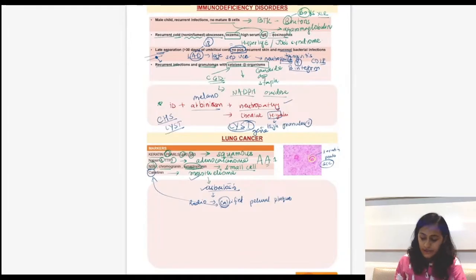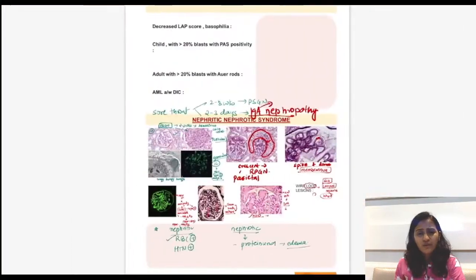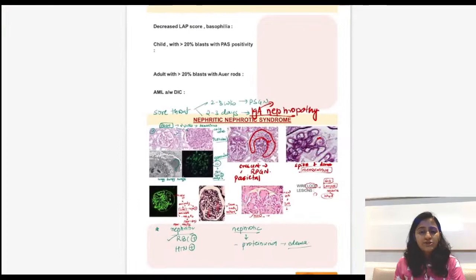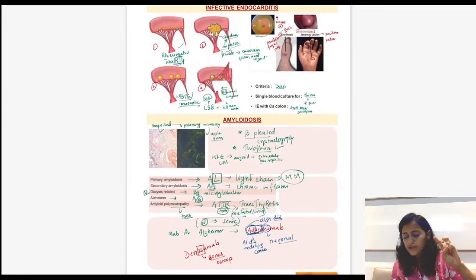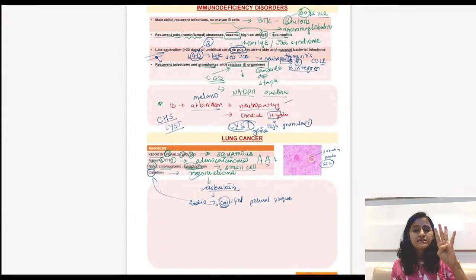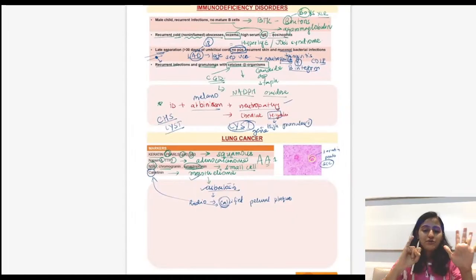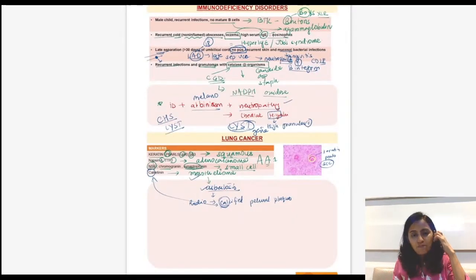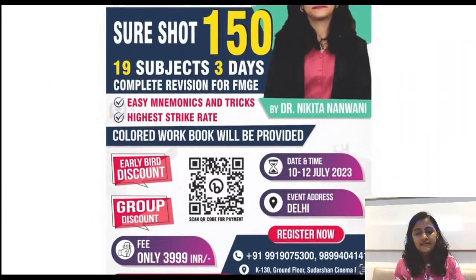Very, very important. We have discussed quite a few topics today. The first one we discussed was vasculitis, then the nephritic, nephrotic, infective endocarditis, amyloidosis, then immunodeficiency, and then lung cancer. So 6 topics is what we have discussed today. Extremely high yield.